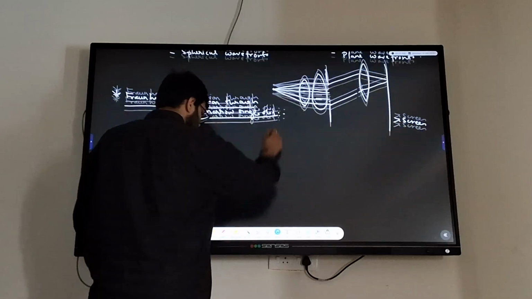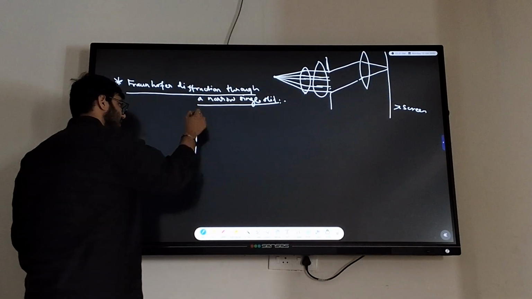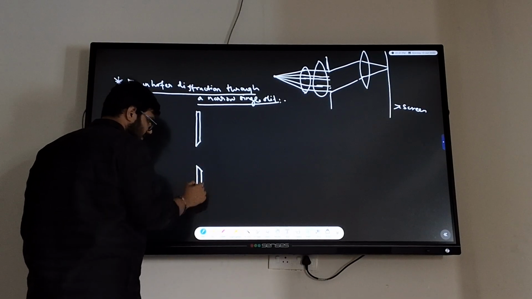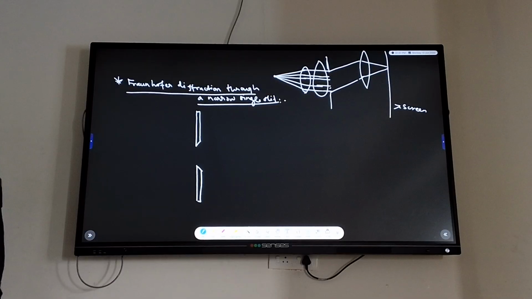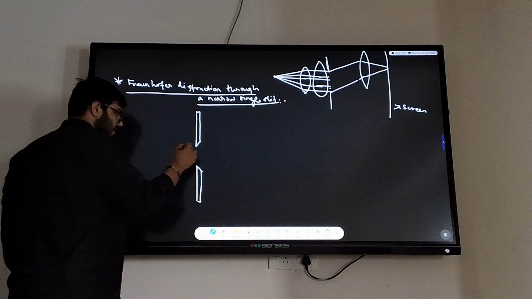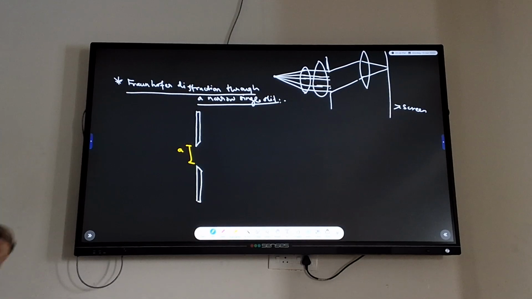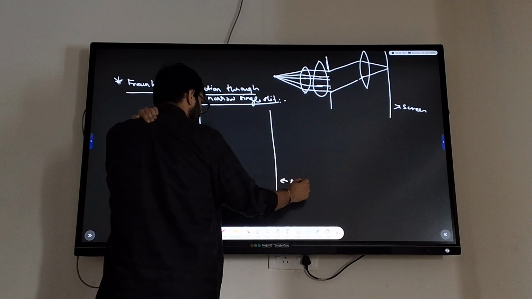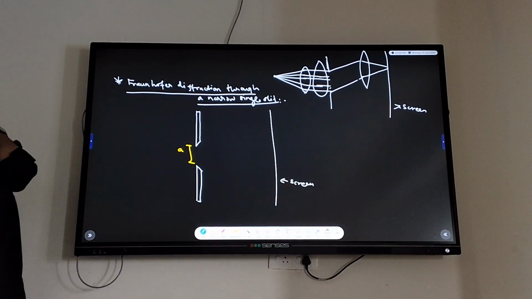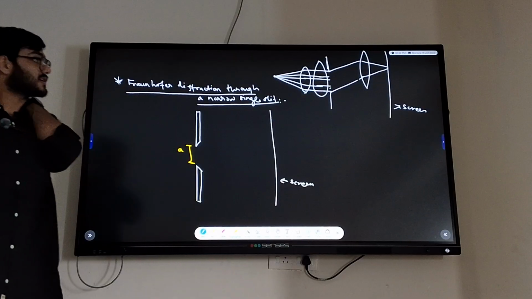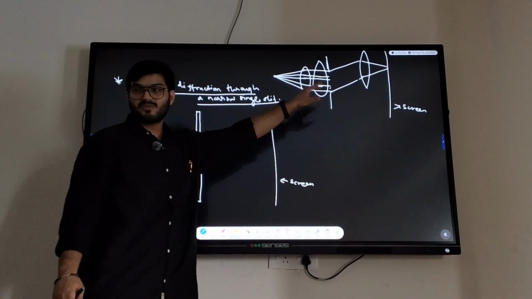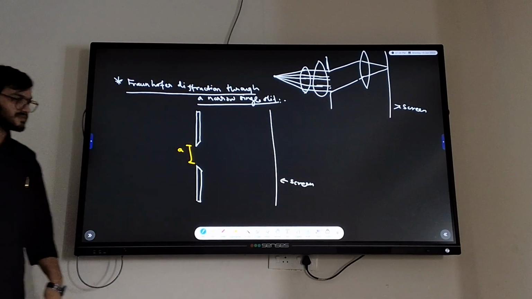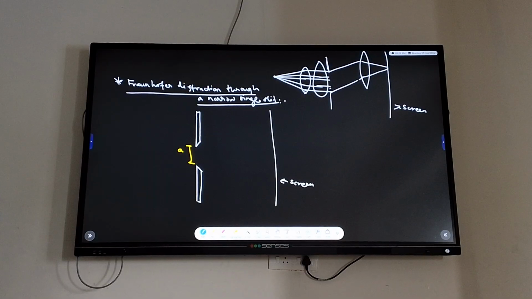Now let's talk about this one. Let's say I have something like this. Now obviously I am exaggerating, the slit width should not even be this much, but let's say this is A, the length of the slit opening, and then you have a screen like here. What I drew there is nothing, leave that, I was just showing that plane. Okay, don't draw that.